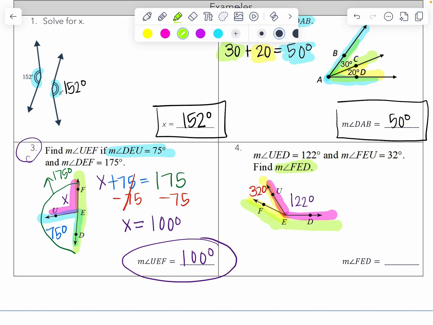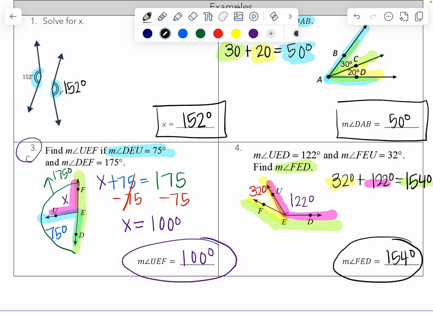So here we would be adding the two pieces together. If we add a yellow plus a pink, that will give us that green measure, which is the whole, or the big angle. So 32 degrees plus 122 degrees, if we add those two together, would give us 154 degrees. So the measure of angle FED is 154. Okay, so that's like level 1 of angle addition.